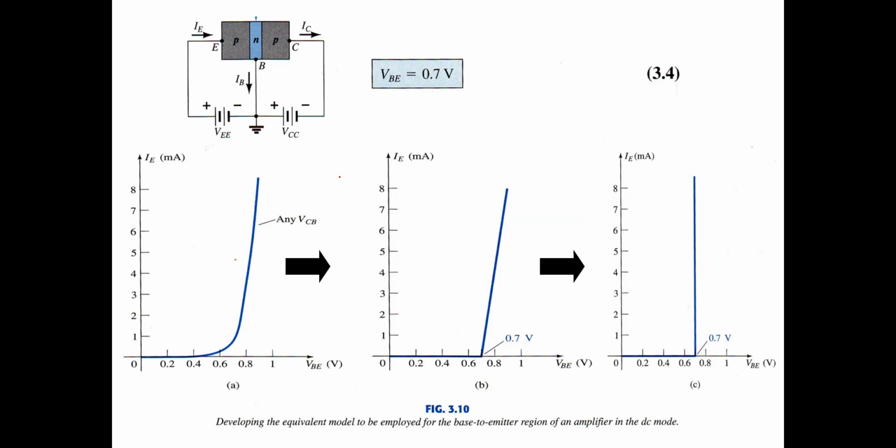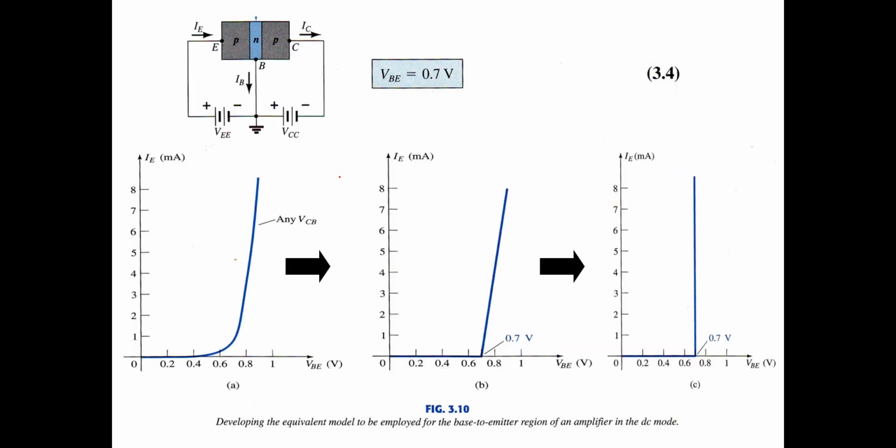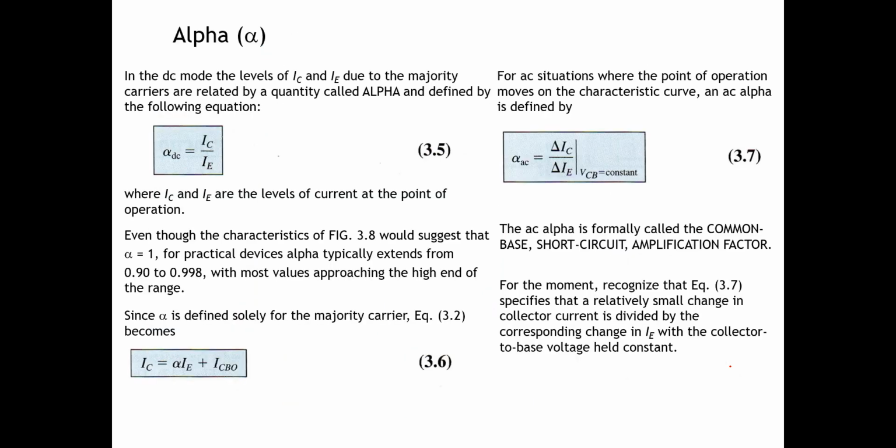Okay, so this is the characteristic of the transistor, which I explained before. If we draw the voltage between the base and emitter and then the IE, the emitter current, we can see it's like a diode here. So this is the actual characteristic, this is the approximate characteristic, and this is the ideal characteristic.